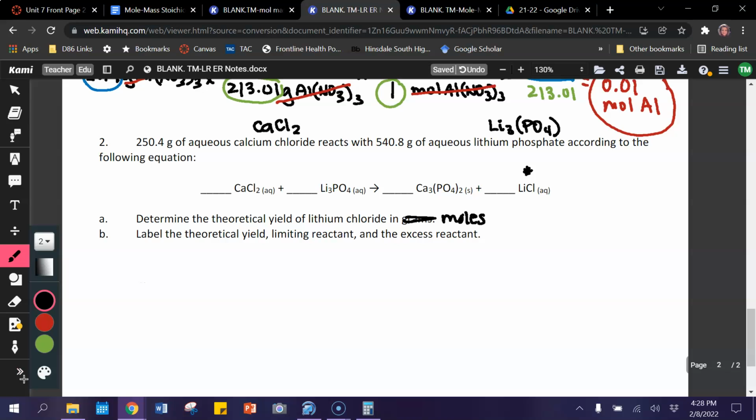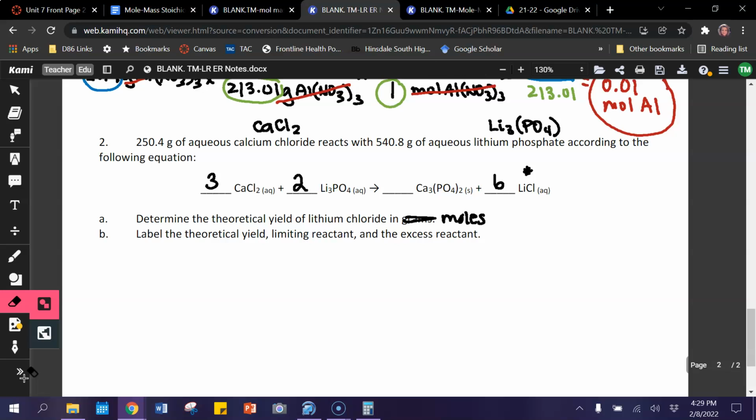And as we take a look at the equation, we are not balanced, not yet. If we add the coefficients of 3 and 2 and 6, however, we are now balanced. Okay, so our balanced equation is here, and before we can start figuring out the theoretical yield, we first have to determine which of our reactants, calcium chloride or lithium phosphate, which of those are limiting and which of them is the excess reactant. So let's explore that a little bit.